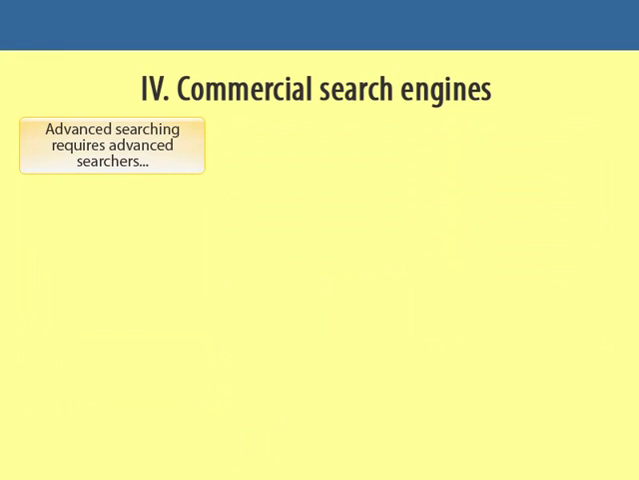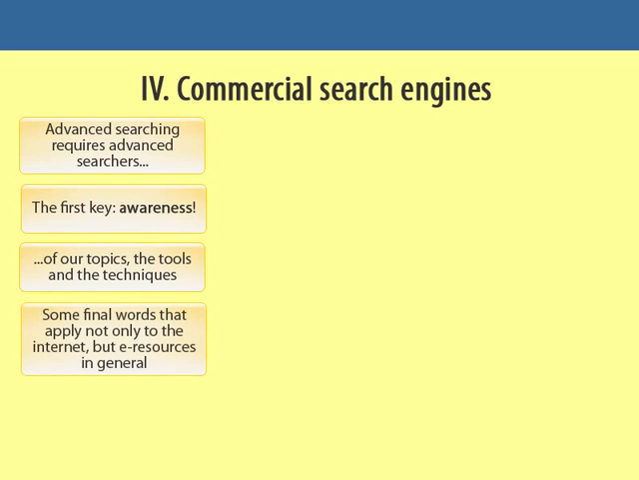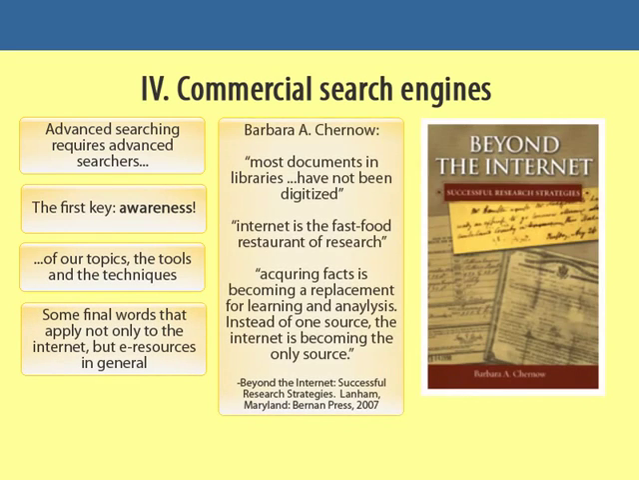Advanced searching requires advanced searchers. The first key, awareness of our topics, the tools, and the techniques. Some final words that apply not only to the internet, but e-resources in general. Barbara A. Chernow, in her book Beyond the Internet, says the following. Most documents in libraries have not been digitized. The internet is the fast food restaurant of research, and acquiring facts is becoming a replacement for learning and analysis. Instead of one source, the internet is becoming the only source.